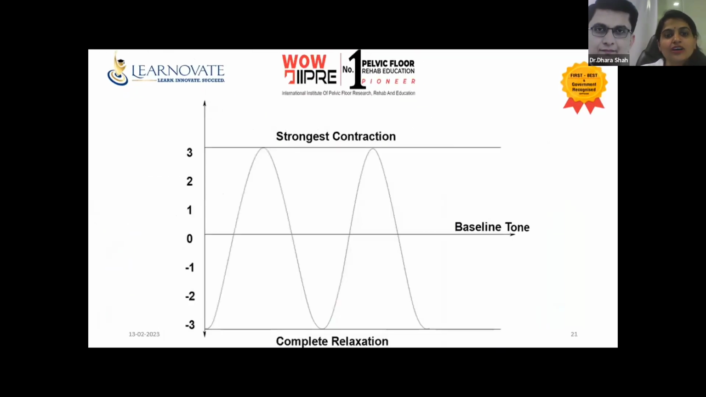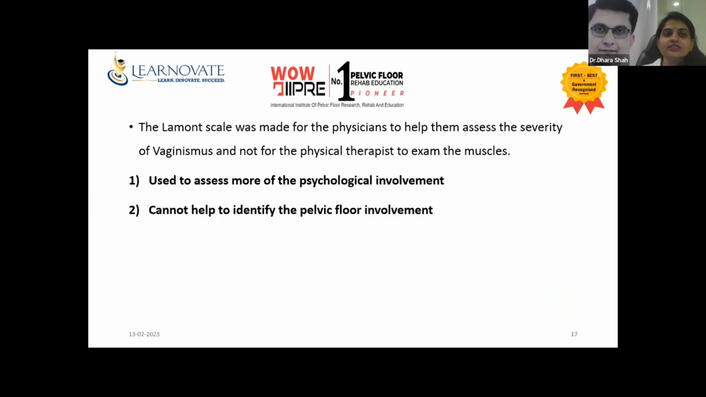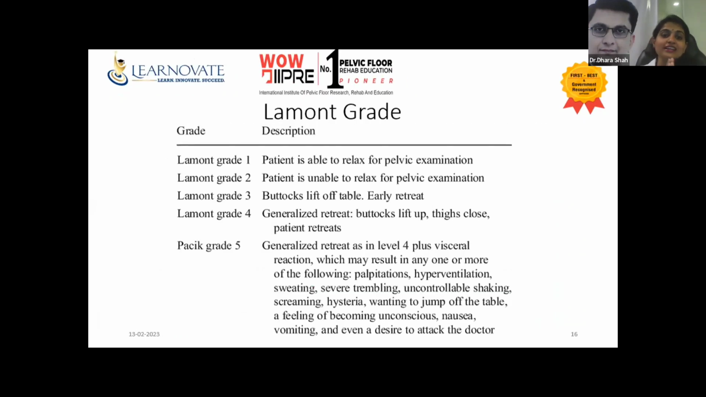Lemon's grading shows the readiness of the patient for the examination, whether the patient is ready for a pelvic examination or not. Grade 1: she is able to relax. She is on the couch, you tell her, okay, relax, let me examine, and she allows you to examine. Grade 2: she is unable to relax.